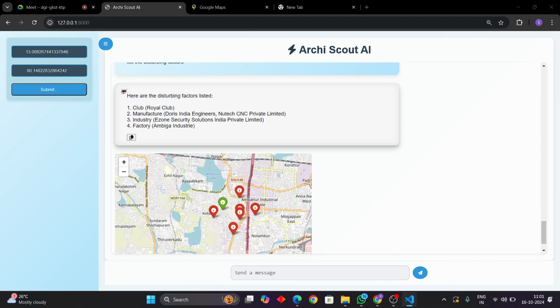What the machine learning model does is it determines how far the location is from the coordinate. For example, a factory which is 10 kilometers away from my location might not affect me in any way, but a factory which is a kilometer away from me might affect my health. So that might come under a disturbing factor. We have trained the model in such a way that it considers all these parameters and provides us the output.